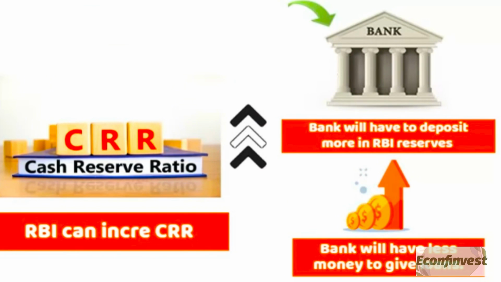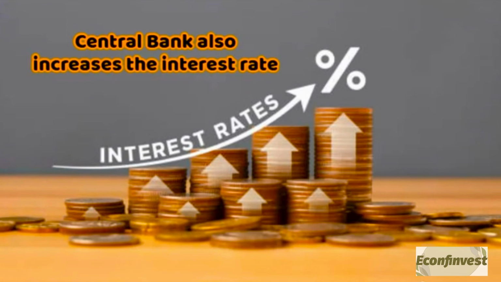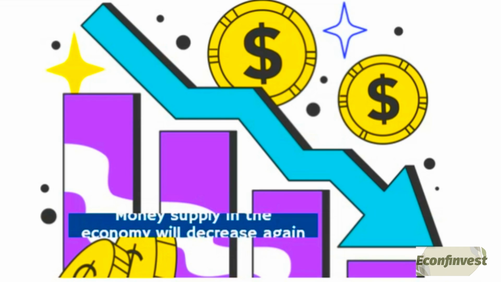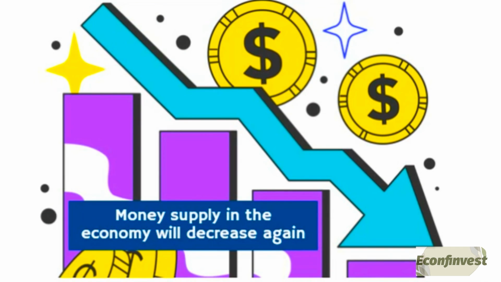RBI can also increase the CRR to conduct contractionary monetary policy. By increasing the CRR, banks will have to deposit more in RBI reserves. Banks will have less money to lend. Central bank will also increase interest rates, which will cause you to deposit more money in the bank to earn interest. Money supply in the economy will then decrease.